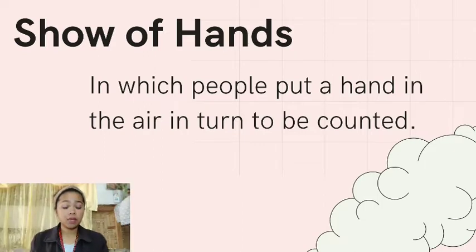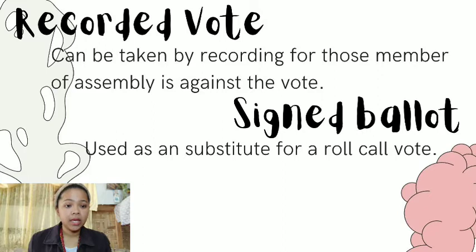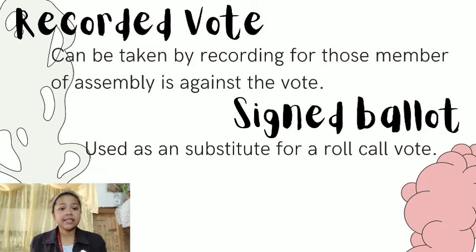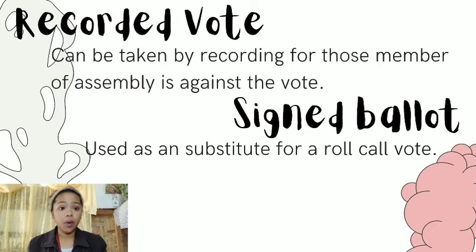Now let's go to the second part of the methods of voting. The second part is the recorded vote. It can be taken by recording those members of the assembly who are against the vote. The signed ballot is used as a substitute for a roll call. It permits the individual's vote to be kept in the minutes without the chair calling the names of every member separately.